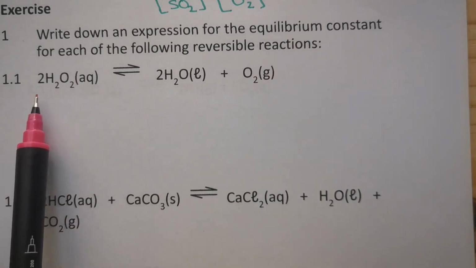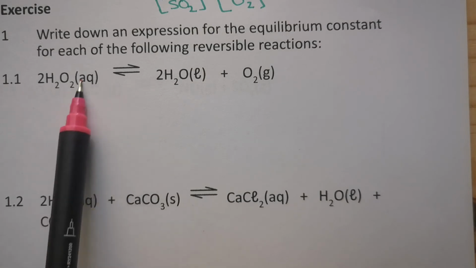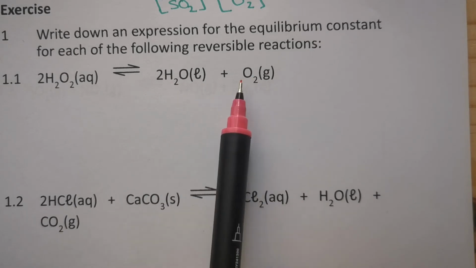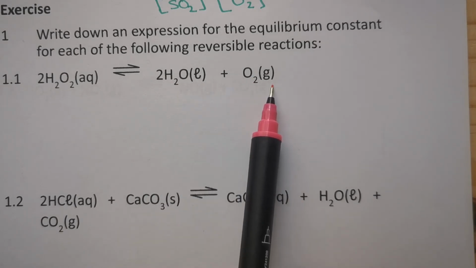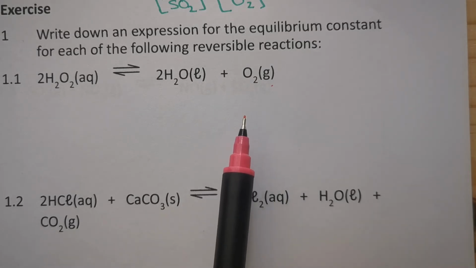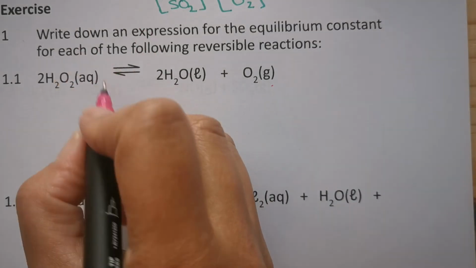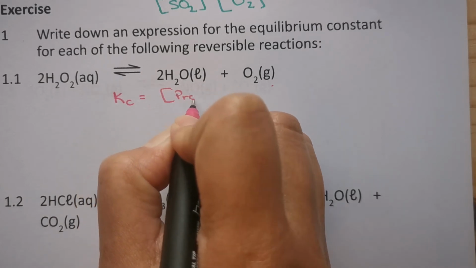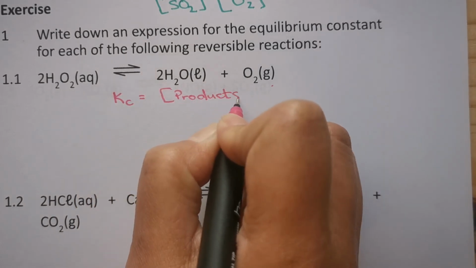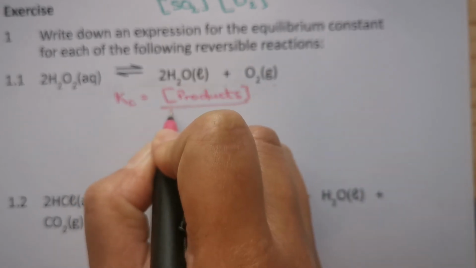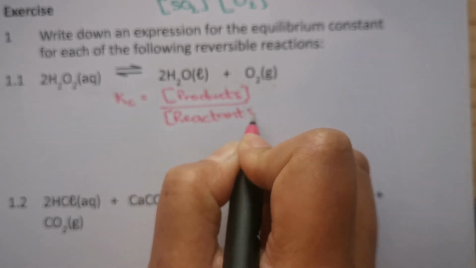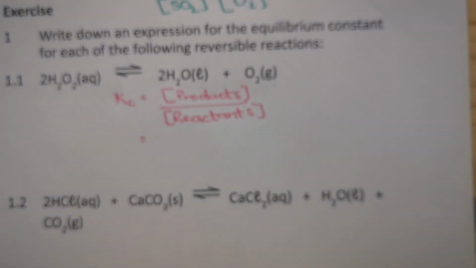Let's look at the first one. We have 2H2O2 in solution, creating 2H2O, which is a liquid, plus O2, which is a gas. You should pause now if you'd like to try this reaction by yourself. Okay, just pause the video. So if I write the Kc expression, I'm going to start it off by saying concentration of the products over the concentration of the reactants, because that's always how I start. And then I'm going to write the actual expression.